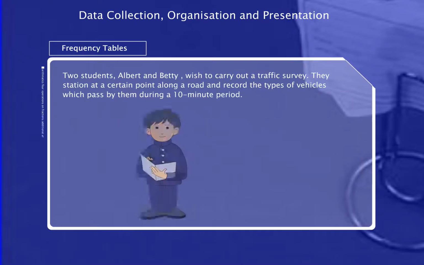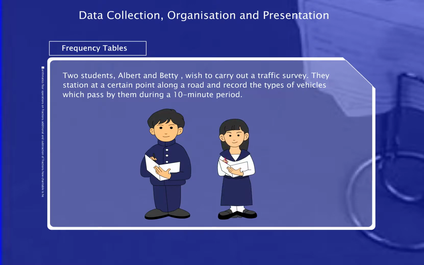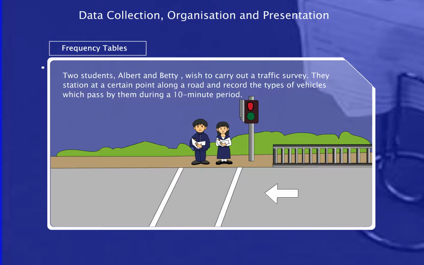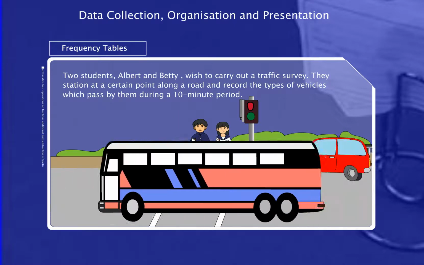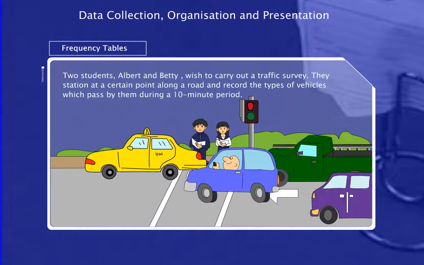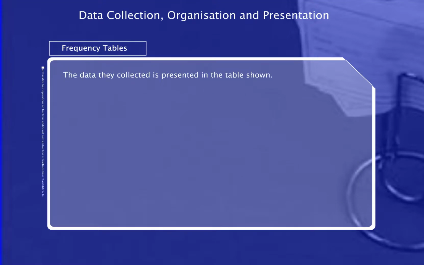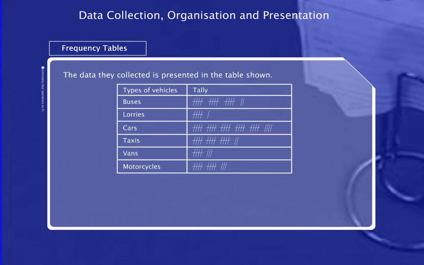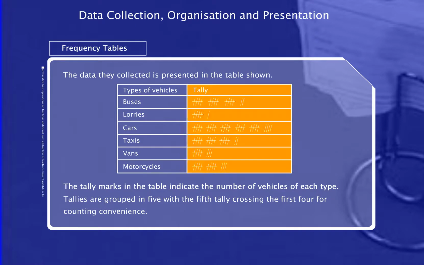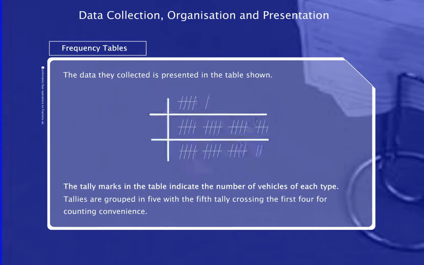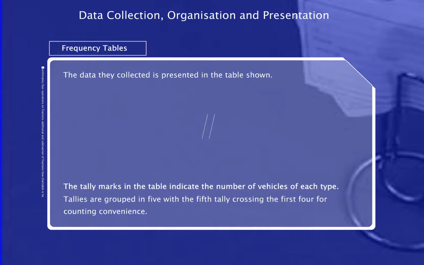Two students, Albert and Betty, wish to carry out a traffic survey. They station themselves at a certain point along a road and record the types of vehicles which pass by them during a 10-minute period. The data they collected is represented in the table shown. The tally marks in the table indicate the number of vehicles of each type. Tallies are grouped in 5, with the 5th tally crossing the first 4 for counting convenience.